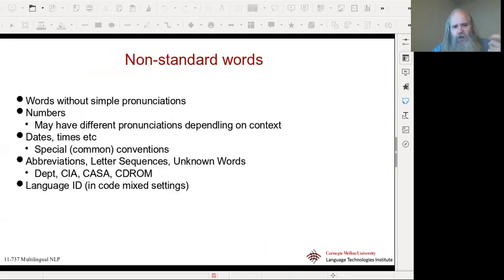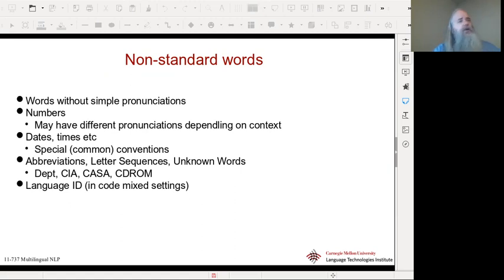We call the things that are not standard words, they're not just simple lookups in the lexicon or a simple use of letter or sound rules, non-standard words, NSWs. These are things like numbers. They may have different pronunciations depending on the context, or they just may have pronunciations that you actually have to care about, and you can't have a lexical lookup for all of the integers because there's quite a lot of integers.